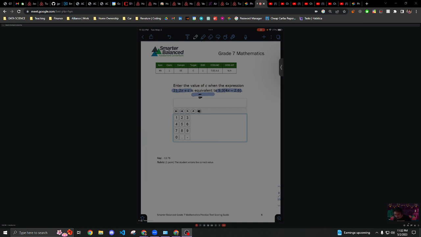All right, so what is this question asking for? This question is asking for when 21.2x plus c is equal to, or equivalent to, 5.3 times 4x minus 2.6. The question is asking, solve for the value of c. This is kind of what we did last week.